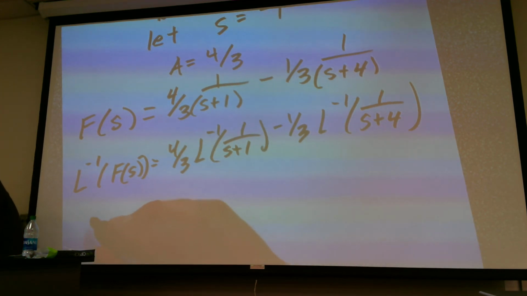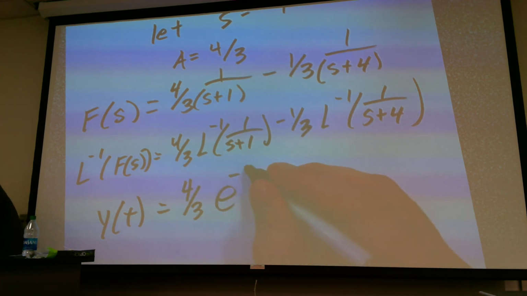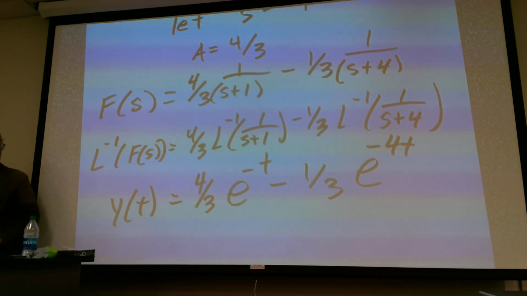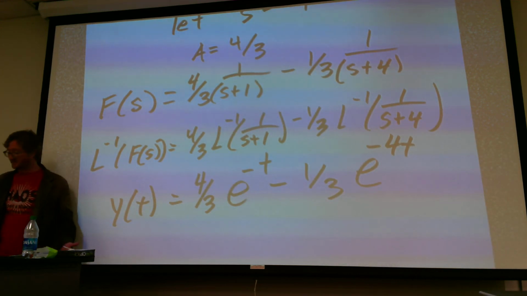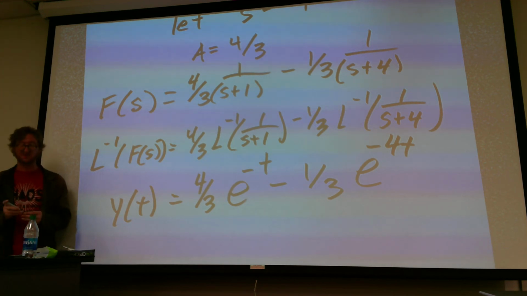So that tells me that y of t is going to equal 4 divided by 3 e to the minus t, and minus 1 divided by 3 e to the minus 4t. Okay? And that's it. That's the solution to our problem. So no looking for any coefficients or anything like that. We already got the solution right there.